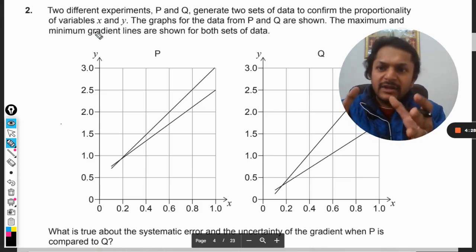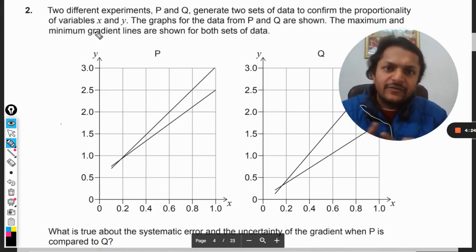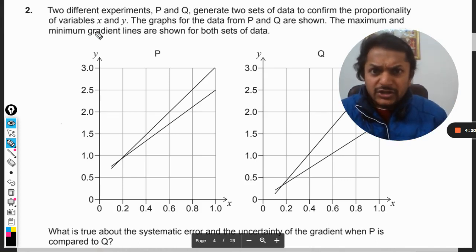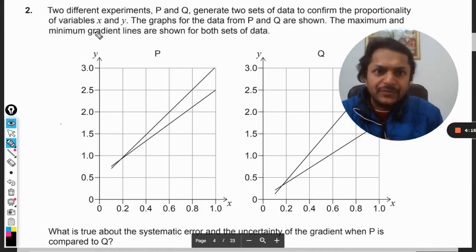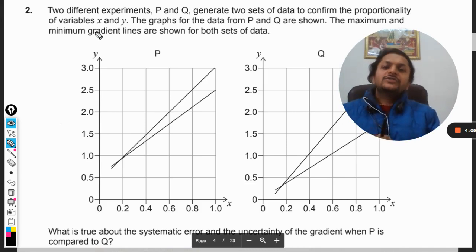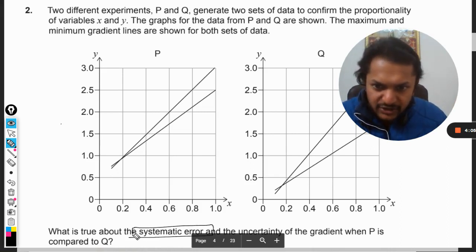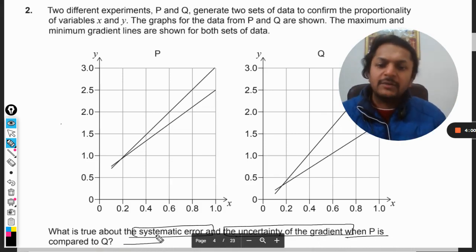In the first experiment, this is the data, and in Q, this is the data. The graphs for the data for P and Q are shown. You can just imagine two different people doing these two different experiments. One student is giving this data, another student is giving that data. The maximum and the minimum gradient lines are shown for both sets of data. So these are our outputs. Now, what is true about the systematic error and uncertainties of the gradient when P and Q are compared?